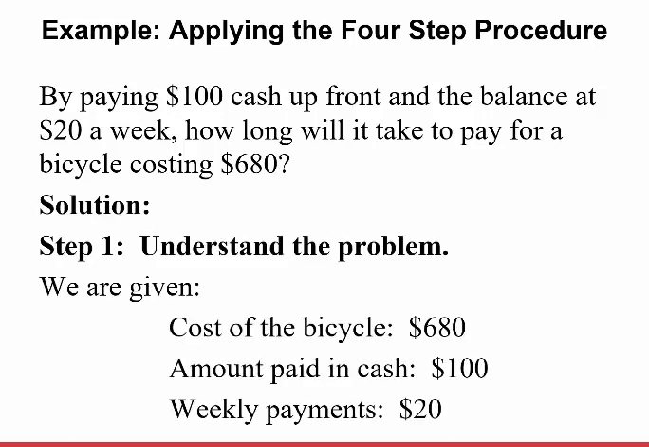Okay, so understand the problem. Here's what we're given. The cost of the bicycle, $680. The amount paid in cash, $100. And then I've got these weekly payments. I'm going to pay $20 a week. Boom, boom, boom. That's the given information right there.